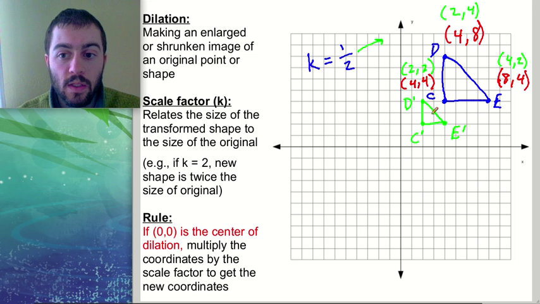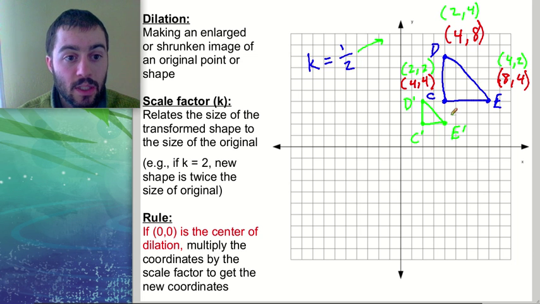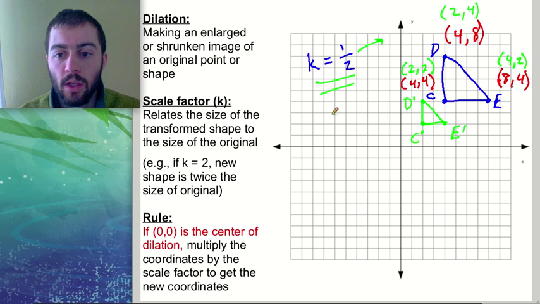The only difference is that it's smaller than the original shape. So we have, again, a similar triangle because all the sides decreased in the same proportion relative to the original shape. All right, so this is another example of how we can do a dilation. In this case, because we had a scale factor that was less than 1, that means that our shape is going to be smaller than the original.